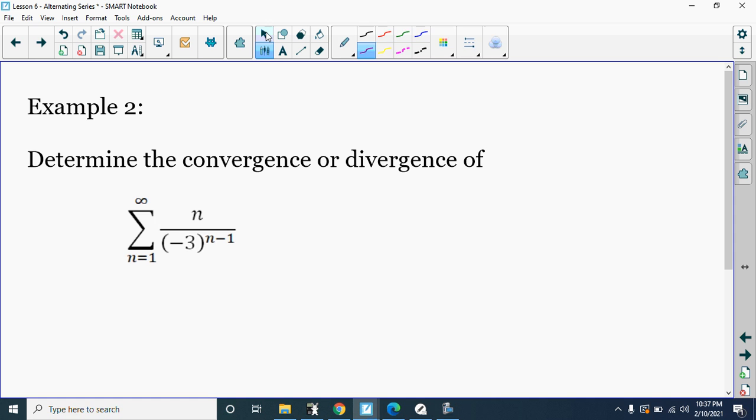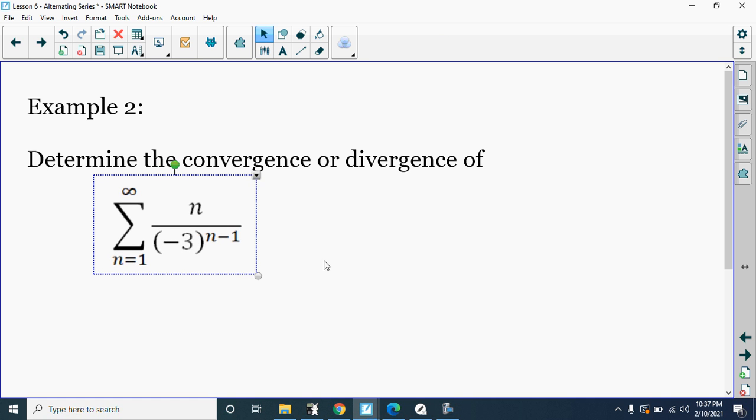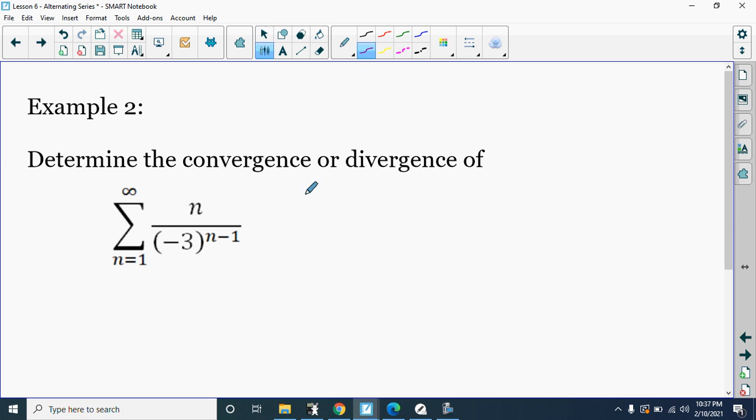Example 2, determine the convergence or divergence of this guy here, n over negative 3 to the n minus 1. Notice if I plug in 1, I get negative 3 to the 0, which is positive. Plug in 2, I get negative 3 to the first, which is negative. Plug in 3, gives me positive, and so on. So it's alternating.